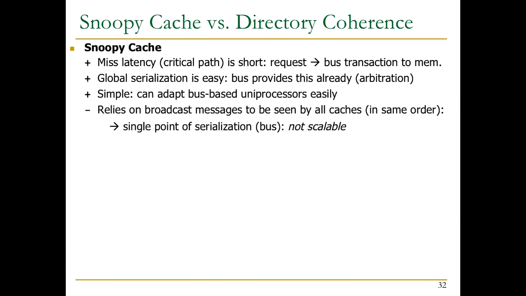And also, as you add more processors on the bus, if you want to give the illusion that everybody sees everything, now there can be only one request on the bus, right? Now that also is another scalability bottleneck if you have a single bus. If you have multiple buses, then you don't have a single point of serialization anymore.